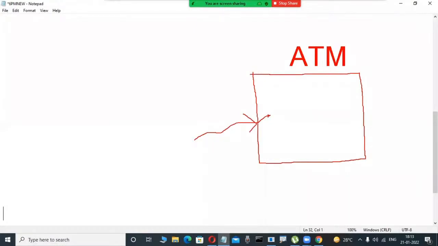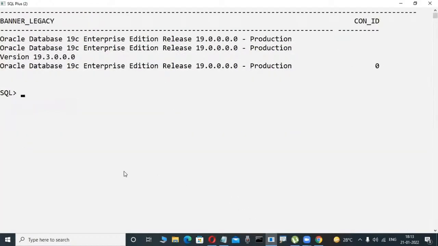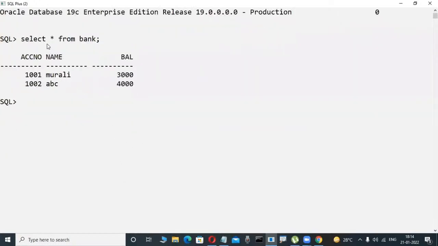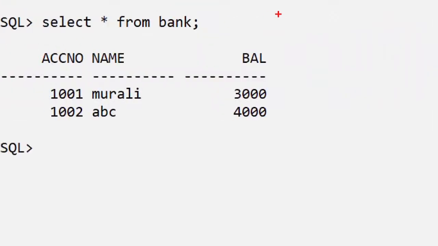Now check it out. Slowly observe it here. Suppose in this database, a bank table is there, for example. Concentrate here, just observe the scenario, it is very easy to understand. This is a bank table. In a table format only, we are storing the data.